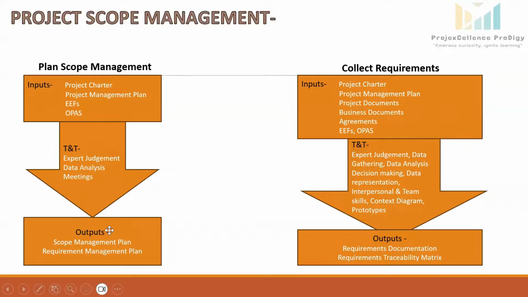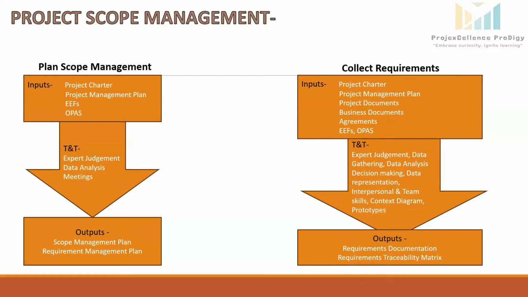So finally, we will get the outputs. So what are the outputs? Scope management plan and requirement management plan. Scope management plan is a document that outlines how the scope will be defined, developed, monitored, controlled, and verified. So the plan would define how the scope of the solar power plant installation will be established, monitored, and controlled. Or if there are any kind of changes in scope, like adding additional solar panels or changing the layout of the installation.